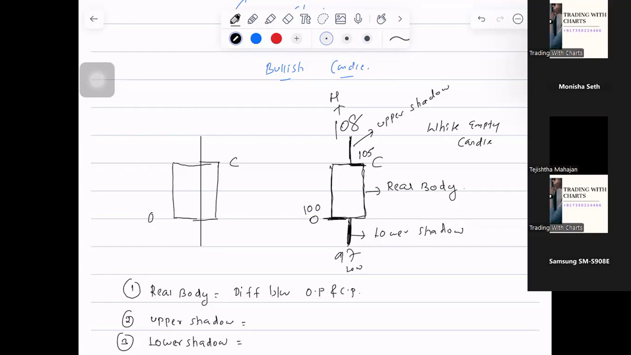So the real body will give you the difference between the opening price and the closing price. In this case, the difference is 5 rupees, so I can say this real body is of 5 points. This box is of 5 points or 5 rupees. The upper shadow will give you information about the day high and the lower shadow will give you information about the day low. Is this clear to everyone? Any confusion in this?